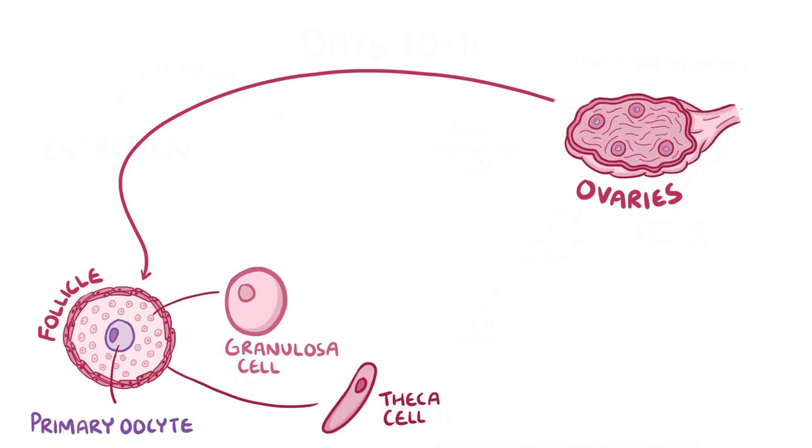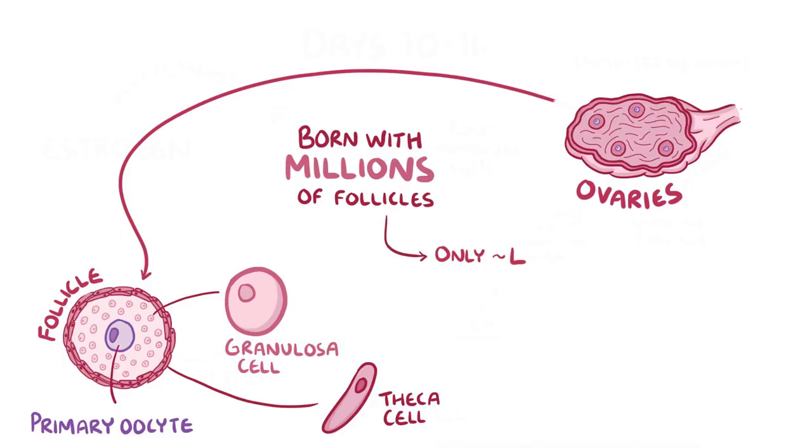So the weird thing is that even though females are born with millions of follicles, only about 400 of them actually mature enough to release their oocyte throughout the lifetime. So if ever you're feeling useless, just think of those ones that have gone to waste, hey?